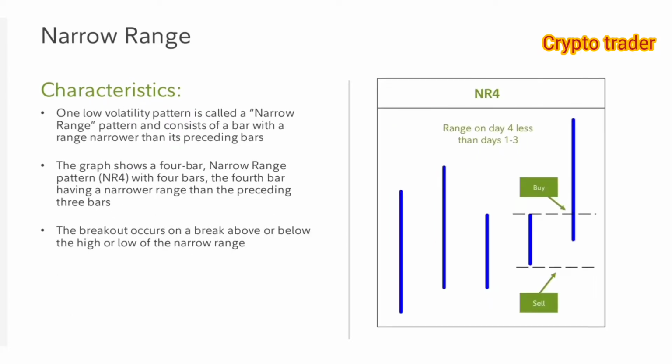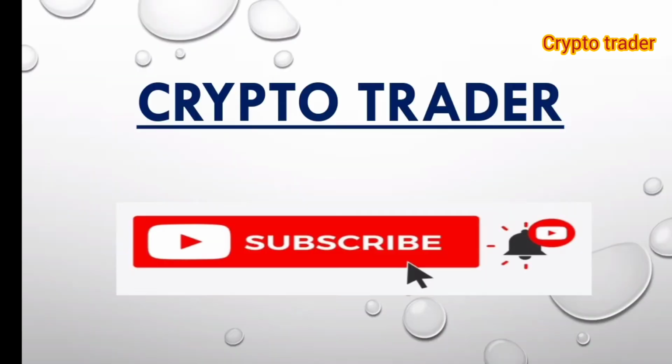Narrow range. Characteristics: one low volatility pattern is called a narrow range pattern and consists of a bar with a range narrower than its preceding bars. The graph shows a 4-bar narrow range pattern, NR4, with the fourth bar having a narrower range than the preceding 3 bars. The breakout occurs on a break above or below the high or low of the narrow range. Watch and learn more about candlestick pattern and analysis.